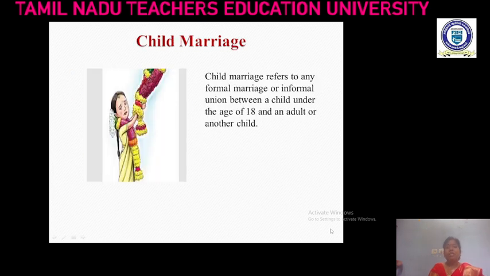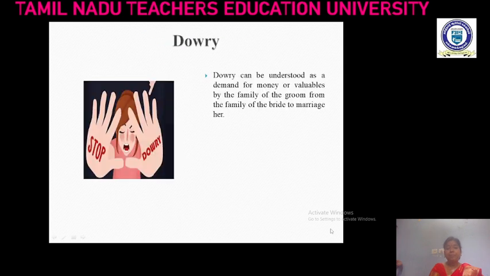Child marriage. It refers to any formal marriage or informal union between a child under the age of 18 and an adult or another child. It is often the result of gender inequality. It steals the girl's childhood and threatens their well-being. Dowry. Dowry can be understood as a demand for money or valuables by the family of the groom from the family of the bride to marry her. It is also another kind of gender inequality.